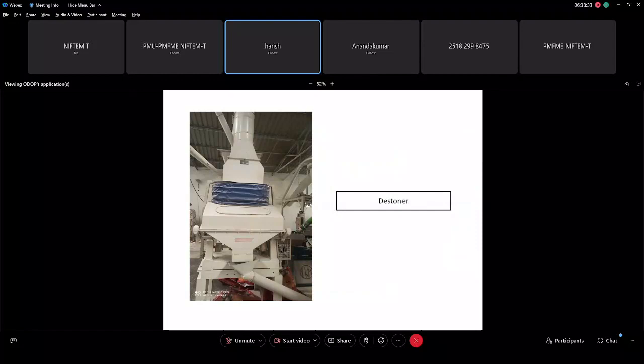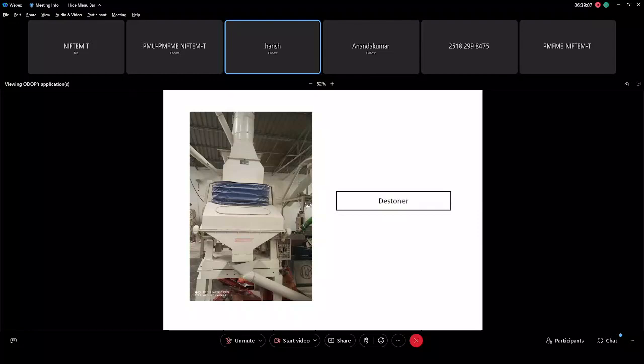Next slide, please. This destoner will remove all the stones present in the raw material. You know how fantastic this machine works? This only works on the air velocity. You can see here, this is a tube-like structure where the air will be in a negative form, negative pressure, where it will suck the air. And here, whenever the rice comes inside this destoner, because of the air pressure, it will form a suspended, continuous bed-like structure moving ahead.